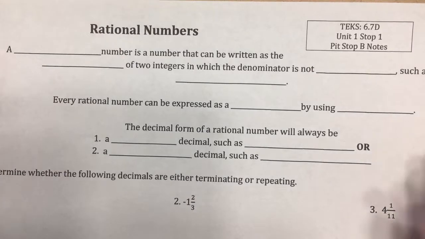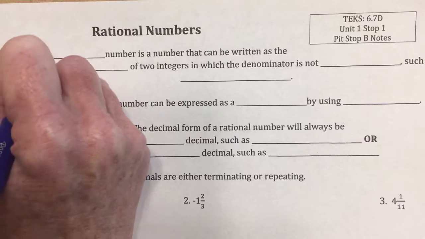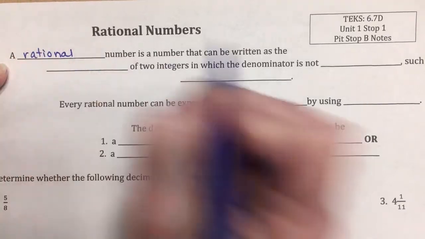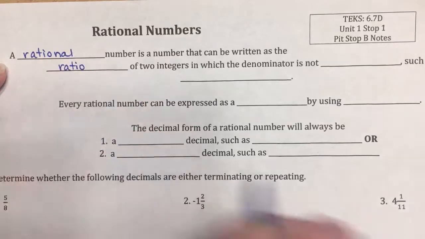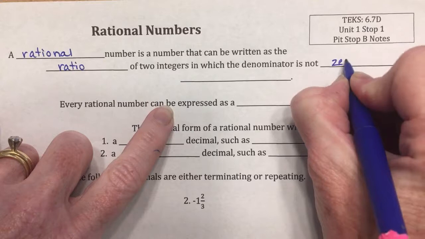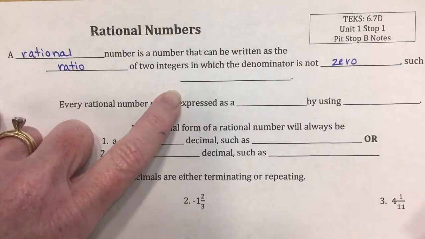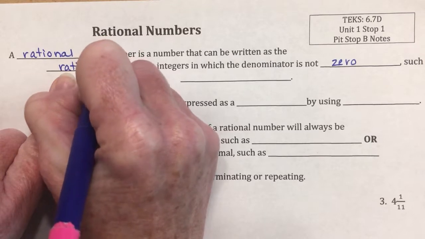So the definition of a rational number is this. A rational number can be written as the ratio of two integers in which the denominator is not 0. And so that would be something like, you're going to see the ratio written as A over B, right?